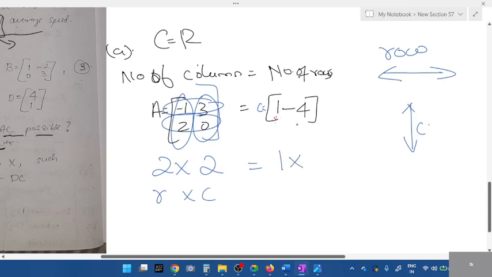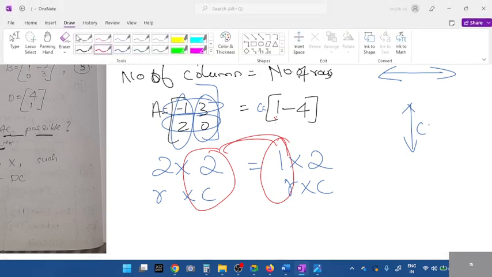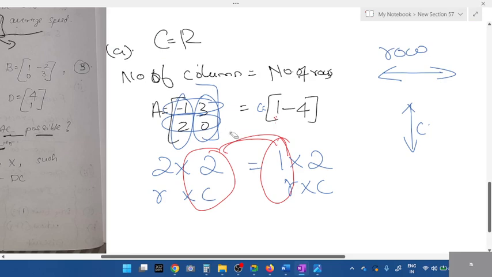Into how many columns? 2 rows into columns. According to this statement, the number of rows should be equal to the number of columns. Are they equal? Is row equal to column? No. Therefore, it is not possible. This is how you have to justify the answer.